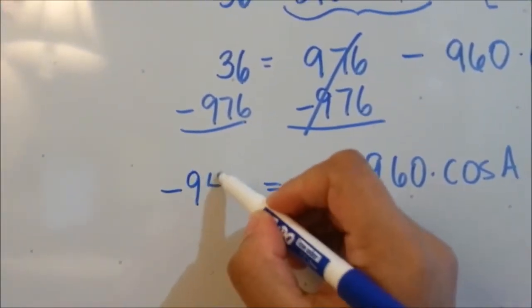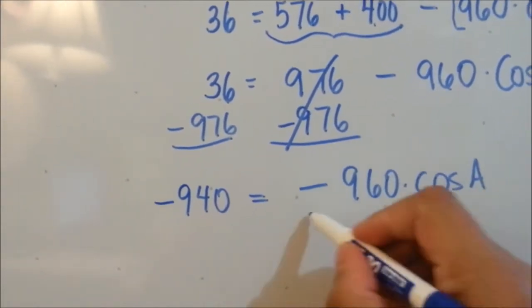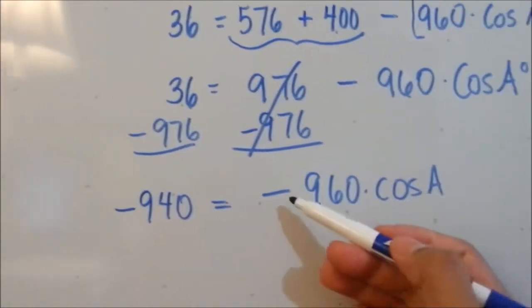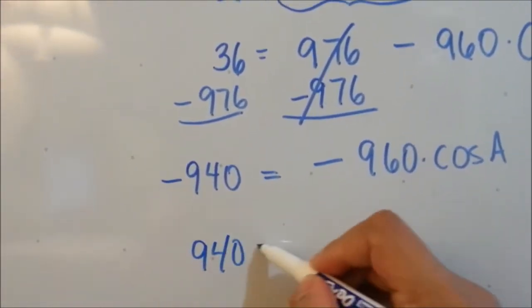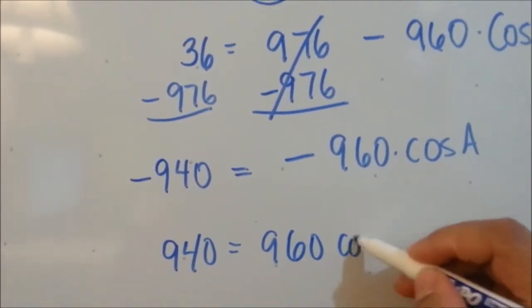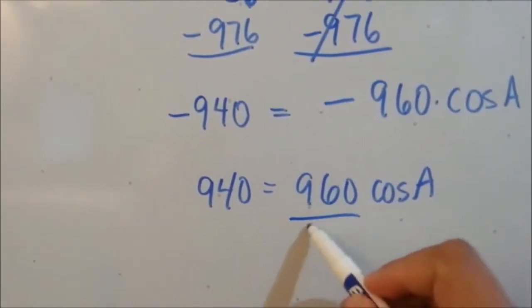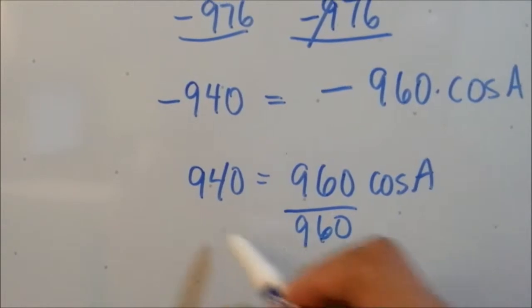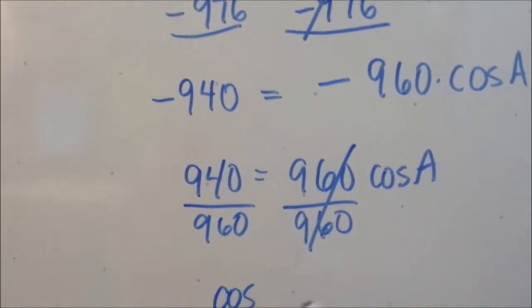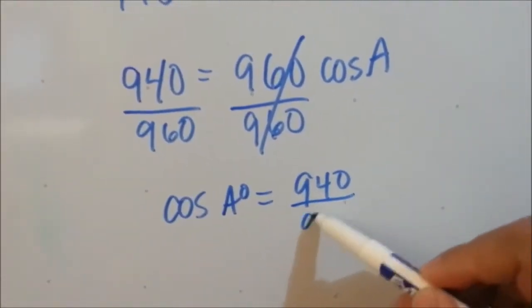This is minus 940. We're trying to solve for A, so we need to isolate cosine A. So we're going to divide. Before you divide by negative 960, just understand that if this is negative and this is negative, then they're going to cancel each other out. They're both negatives, so basically they're both positives. We're going to divide by 960. So the cosine of A is equal to 940 over 960.